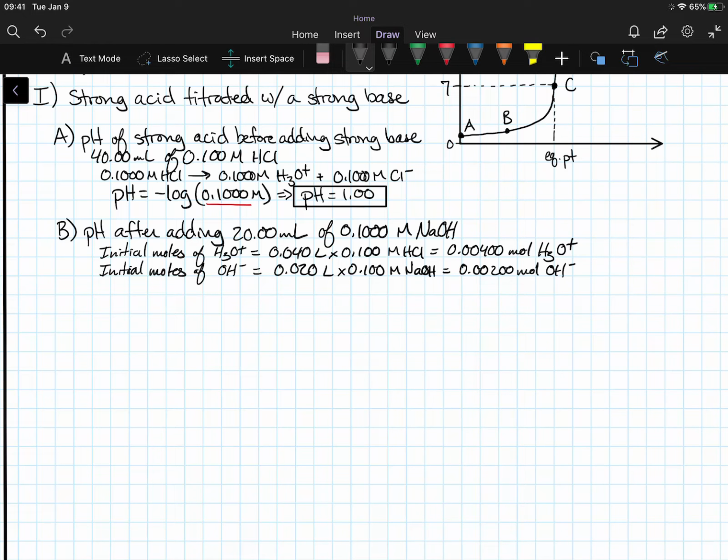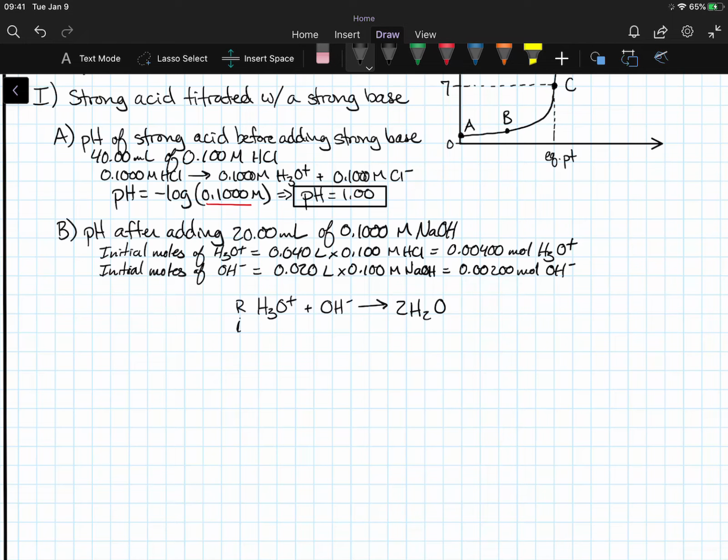So again, this is where I always like to stop and ask myself what's in the flask. All we have is water, H3O+, OH-, and some sodium chloride, but the sodium chloride doesn't do anything, so the only reaction possible is between the strong acid H3O+ and OH-. So let's write that reaction. H3O+ and OH- react completely to form 2 moles of H2O.